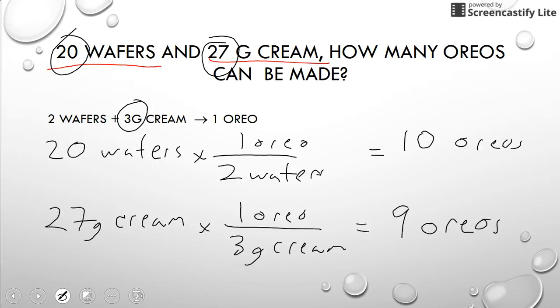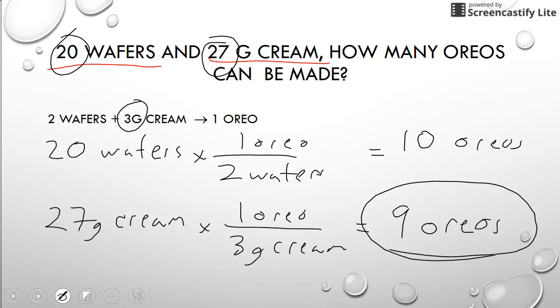So in fact, if you had these starting materials of 20 wafers and 27 grams of cream, you would only be able to make the lowest number, or 9 Oreos. You can't make 10 Oreos. You'll just have 2 wafers without cream, and that is not an Oreo. That's something else. So that is how limiting reagent works.